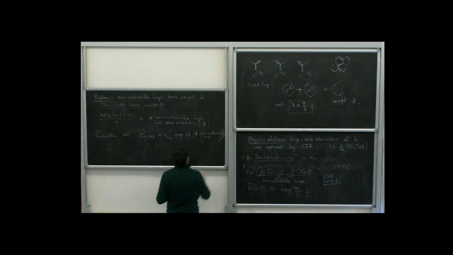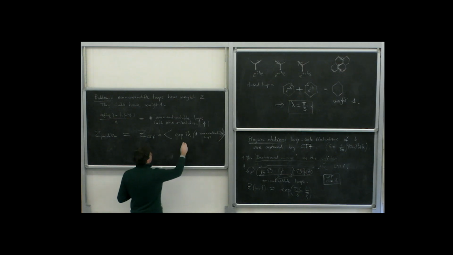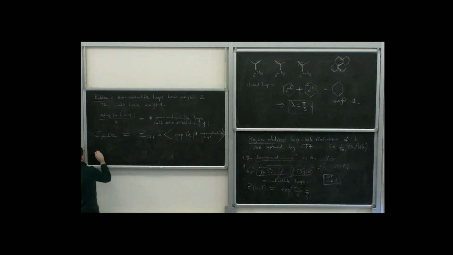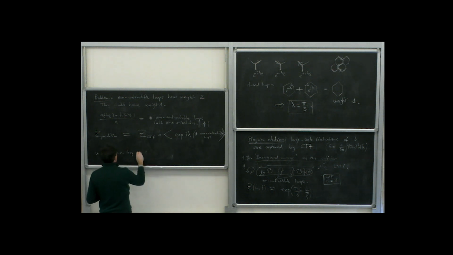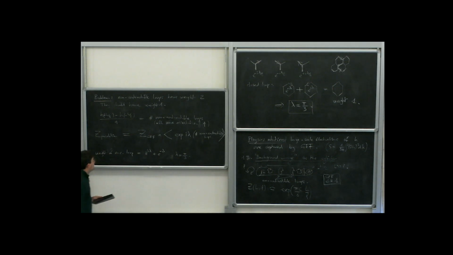Every such non-contractible loop, if we do this, is going to pick up a weight. Because of this factor, the weight of a non-contractible loop will be e to the i lambda plus e to the minus i lambda. So in the end, we just have to take lambda equals pi over 3, so that the weight will be 1. Okay?